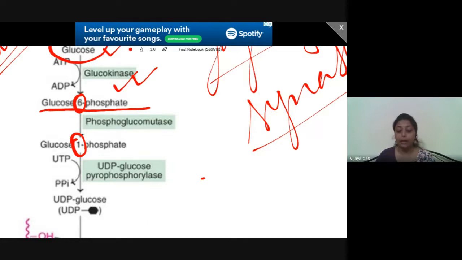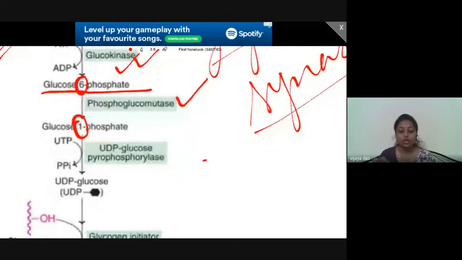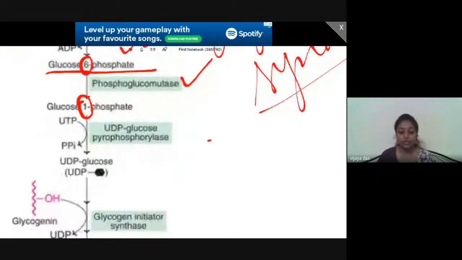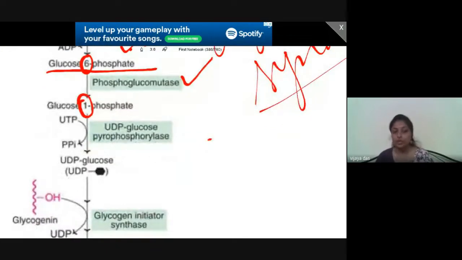How? By phosphoglucomutase. Mutase means change. Changing what? The position of the phosphate in glucose. So we call it phosphoglucomutase. You will see that this enzyme is going to change the phosphate from the 6th carbon to the 1st carbon. So you have got glucose 1-phosphate, and you are ready to begin this process of glycogen synthesis.